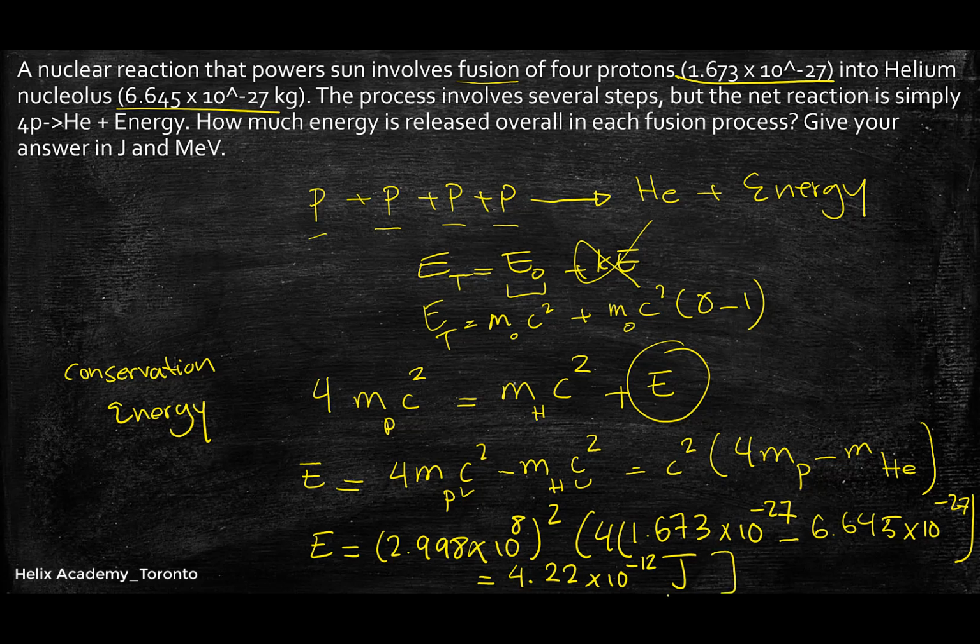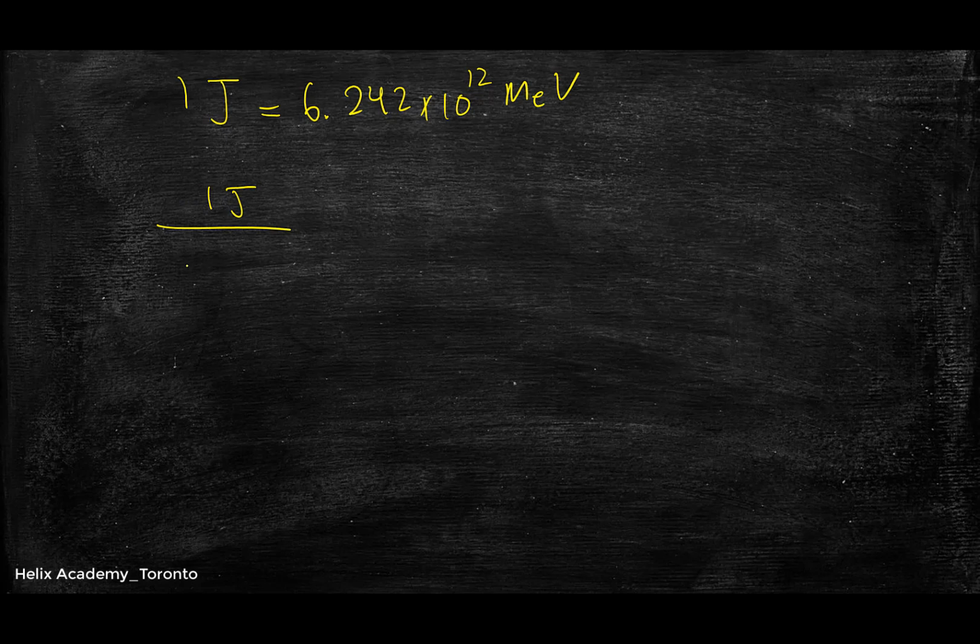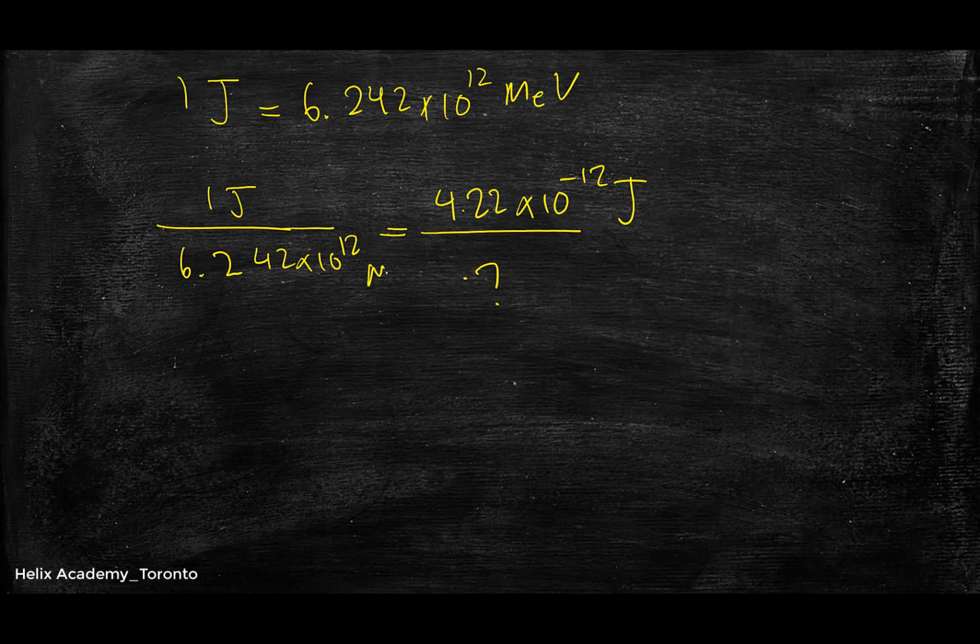That's pretty much it. All we have to do now is convert it to MeV. I can use the next page. I know that 1 joule is equal to 6.242 times 10 to the 12 MeV, and I can write a relation for that. So 1 joule is 6.242 times 10 to the 12 MeV. We have 4.22 times 10 to the negative 12 joules, and I'm looking for what it is in MeV. So what it is in MeV is pretty much this times that. I can put that into my calculator.